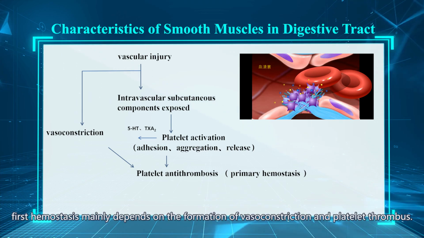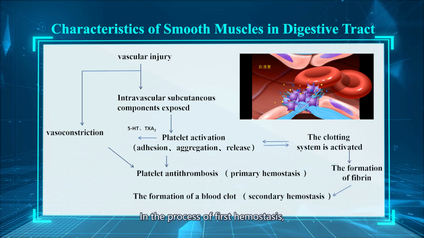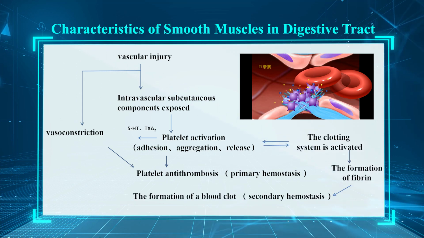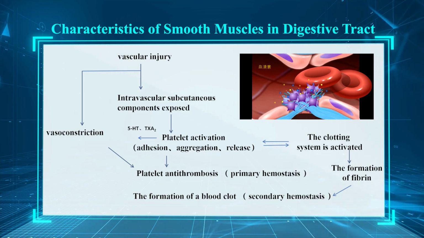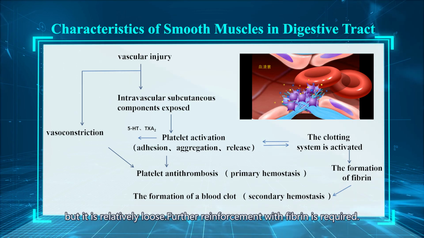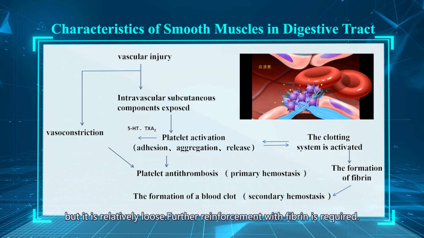First hemostasis mainly depends on vasoconstriction and the formation of a platelet thrombus. In the process of first hemostasis, the platelet thrombus formed can quickly block the blood vessel wound, but it is relatively loose. Further reinforcement with fibrin is required.